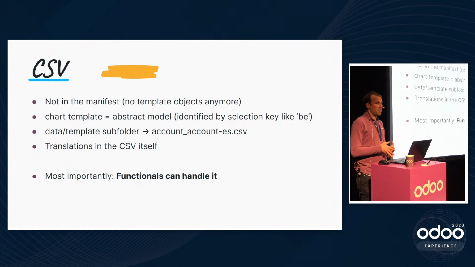Of course, you can also have multiple chart of accounts per country, and then you can put an extra thing behind the ES or the BE.